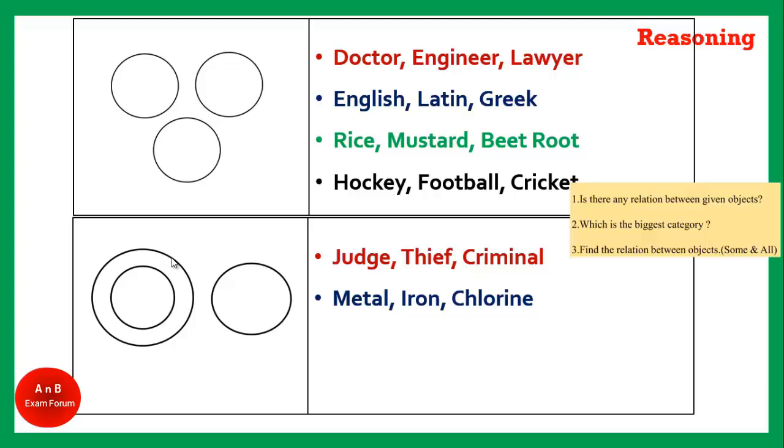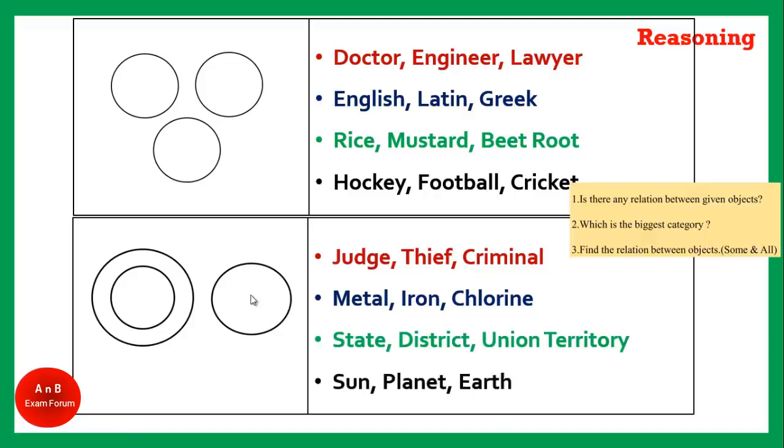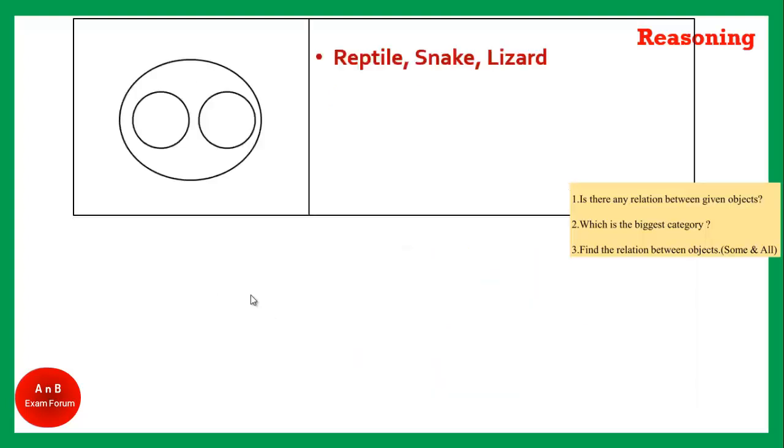Metal, iron and chlorine. There is a relationship between metal and iron, because iron is a metal. All iron is metal, so you can make concentric circles with metal and iron. As you know, chlorine is a non-metal and cannot be iron, so we make a separate circle for that. Try to solve these two questions also, as they are very important from the exam perspective. Coming to the next category, let's see the question first.